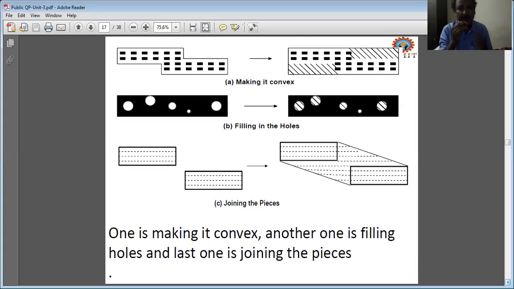The first one is making it convex. The second one is filling the holes. The third one is joining the pieces. So one is making it convex, another one is filling holes, and the last one is joining the pieces.